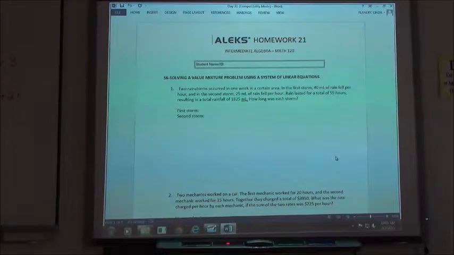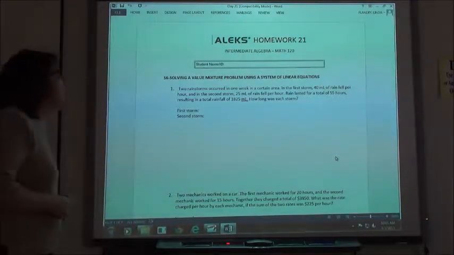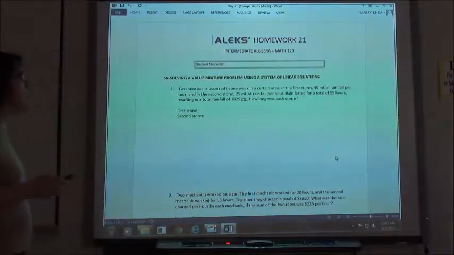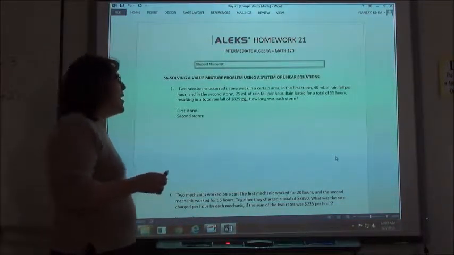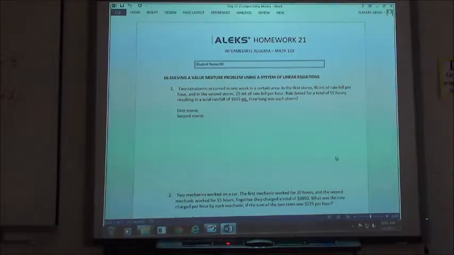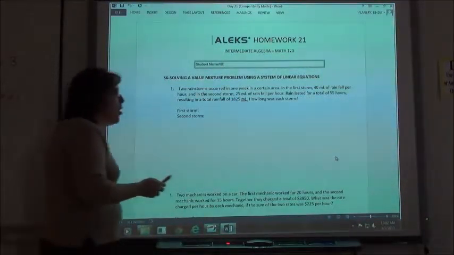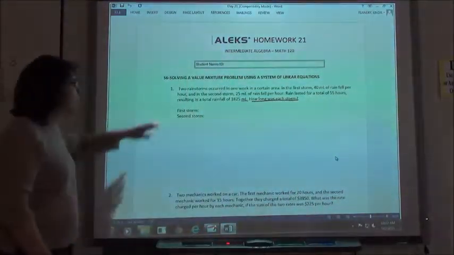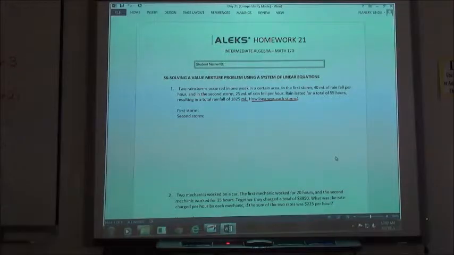But it says here 2 rainstorms occurred in 1 week in a certain area. In the first storm, 40 milliliters of rain fell per hour. In the second storm, 25 milliliters of rain fell per hour. The rain lasted for a total of 55 hours, resulting in a total rainfall of 1,825 milliliters. How long was each storm? So we're looking for how long the first storm lasted and how long the second storm lasted.